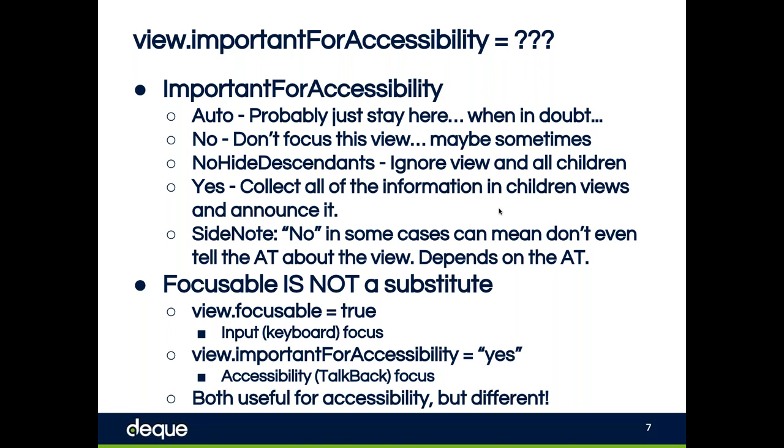Note that when we say important for accessibility, remember at the beginning we talked about this distinction between accessibility focus and input focus. Important for accessibility is controlling accessibility focus. Focusable is controlling input focus. Saying something is focusable, like view.focusable equals true, is very different from saying view.important for accessibility equals yes. View.focusable equals true is referring to keyboard focus, and as I said, it will now interpret that as being active and so will inherently become accessibility focusable, but that is not the same as just saying something is important for accessibility. They're both useful for accessibility, but they are different.